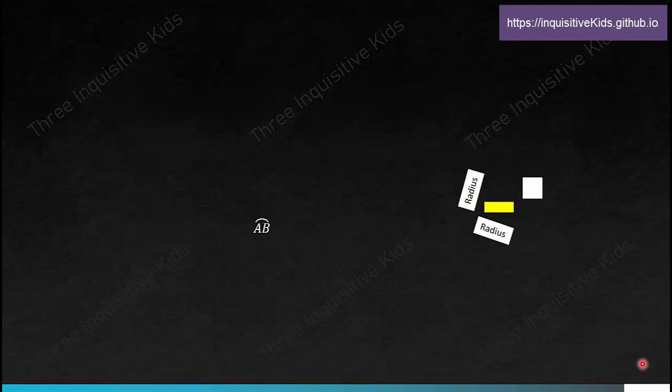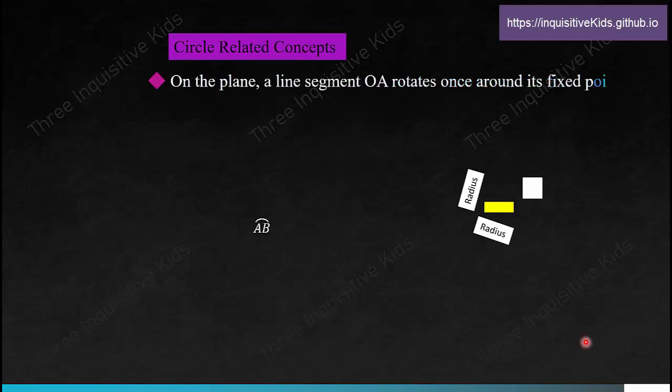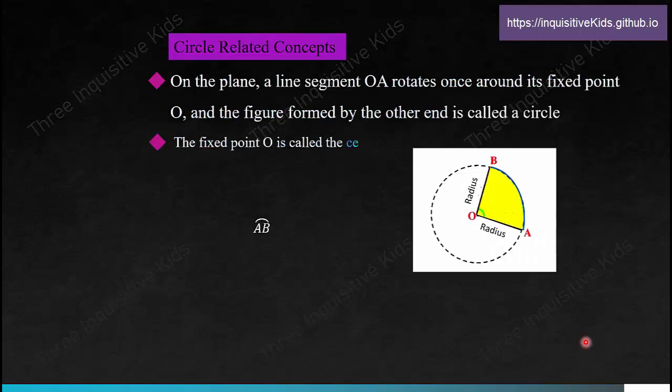Here are some circle-related concepts. On the plane, a line segment OA rotates around its fixed point O, and the figure formed by the other end is called a circle. So you should know what a circle is. A circle is the figure formed when a line segment rotates around one point fully, 360 degrees. That is called a circle.